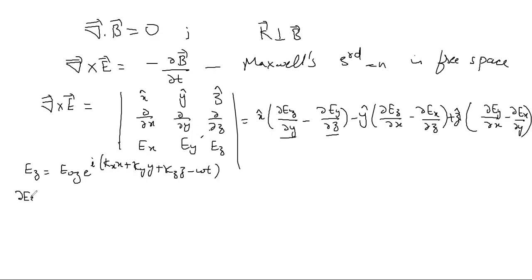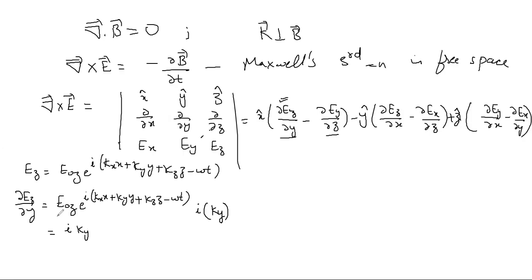Now if you differentiate this with respect to y, which is the first term here, what you will get is E0z as it is, because it's simply the amplitude. After that the exponential term will come as it is, e raised to iota (kx x plus ky y plus kz z minus omega t). After that, if you start differentiating the exponential term, iota comes out. Differentiating the bracket term with respect to y: kx x with respect to y gives 0, ky y with respect to y gives ky, kz z with respect to y gives 0, and omega t with respect to y also gives 0. So you will get this term, and this is nothing but iota ky, and this term is the same as before. This is nothing but Ez.